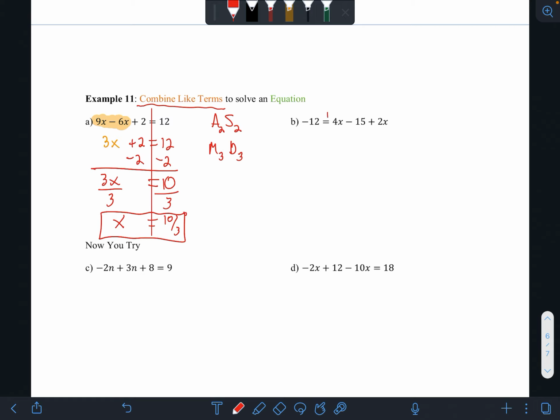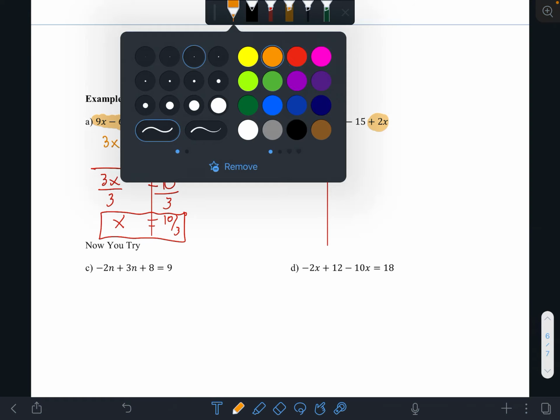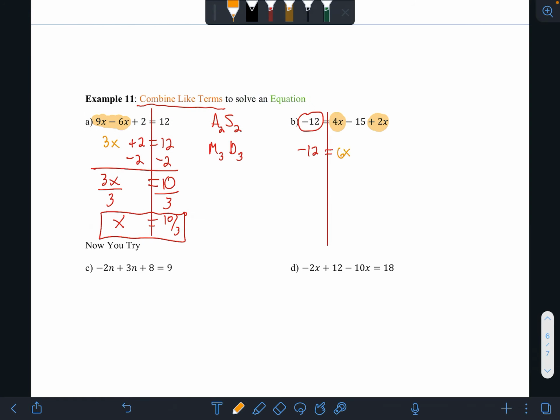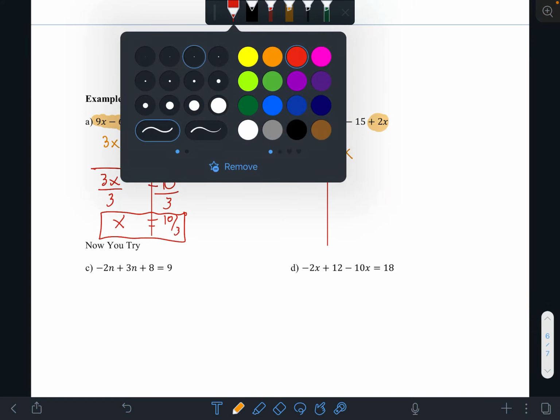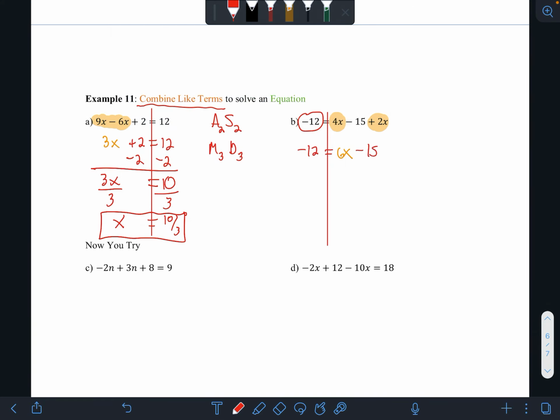All right, let's take a look at letter B. Is there anything we can combine on the left side? Left side won't change at all, so let's just bring it down, negative 12. The right side, we can combine a 4x and a positive 2x. Look at it carefully. That's a 4x and a positive 2x. That combines to give us 6x. Then we have minus 15.